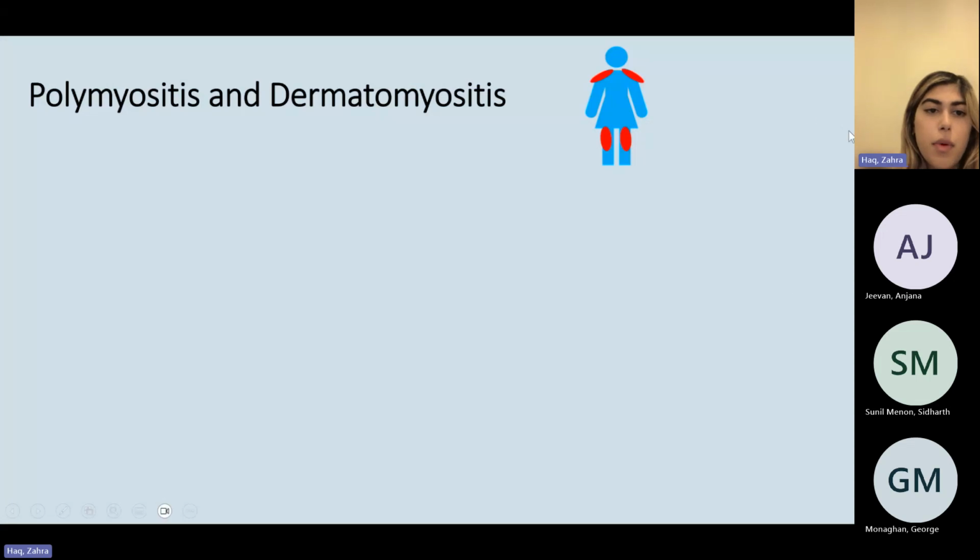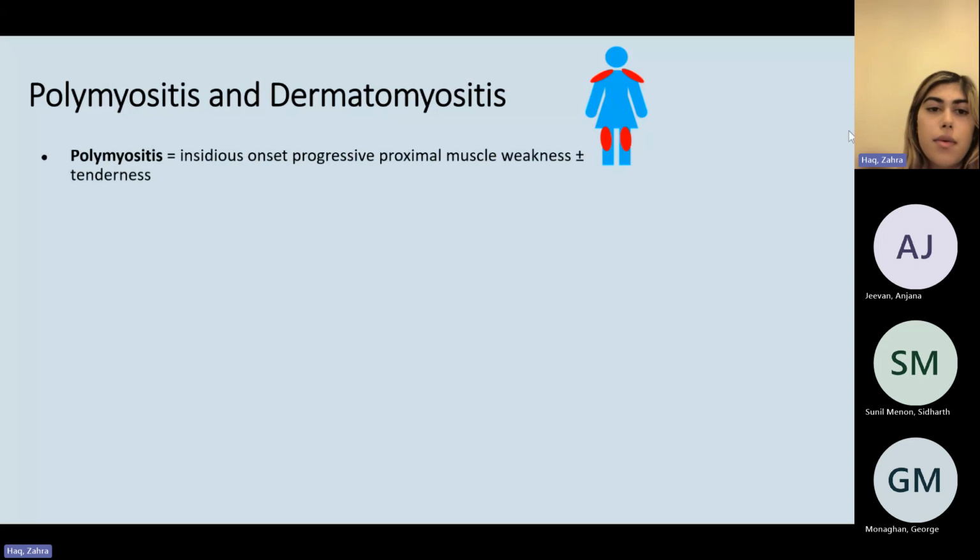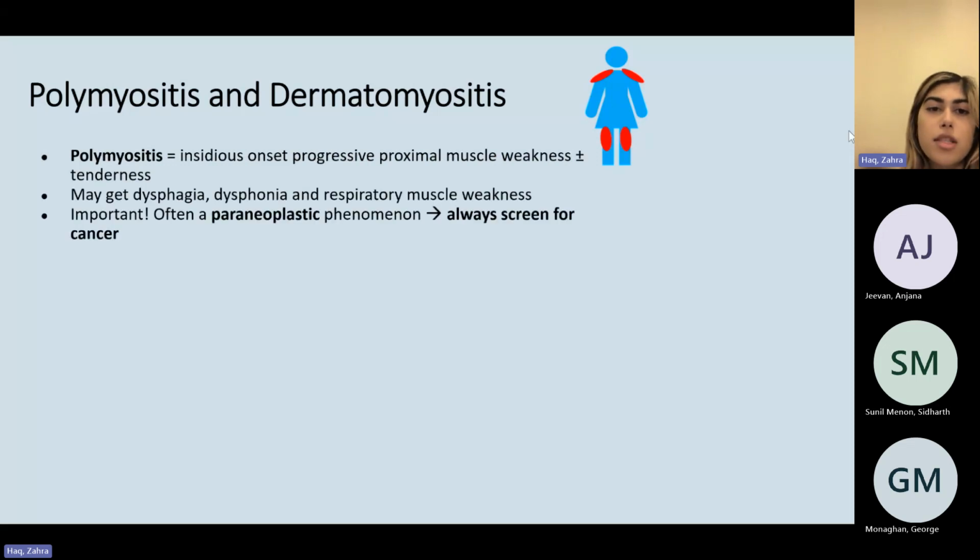Okay, so moving on to polymyositis and dermatomyositis. This is an insidious onset of progressive muscle weakness and tenderness. Patients may get dysphagia, dysphonia, and respiratory muscle weakness as well, because it can target any muscle, including the diaphragm muscles we need to breathe. It is important that this is often a paraneoplastic phenomenon, so you'd also need to screen for cancer in a patient presenting with the characteristic symptoms.